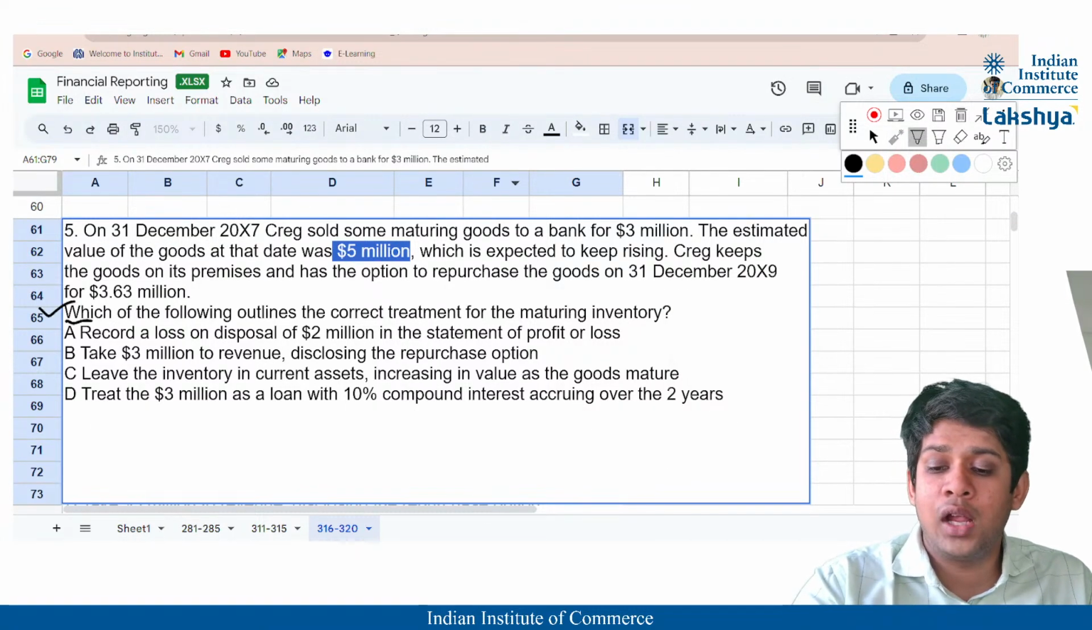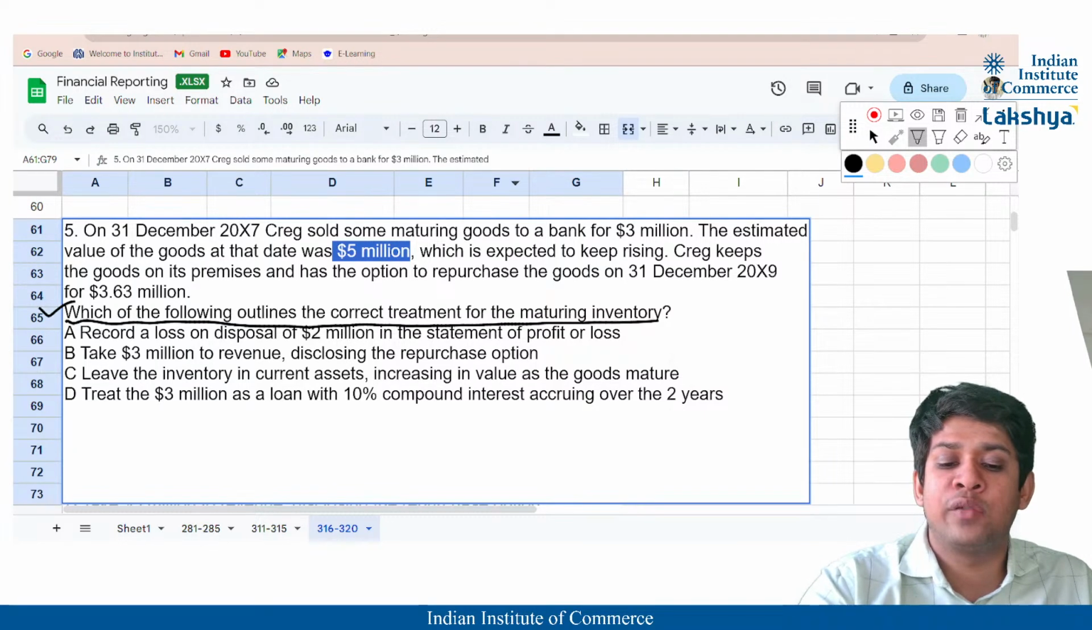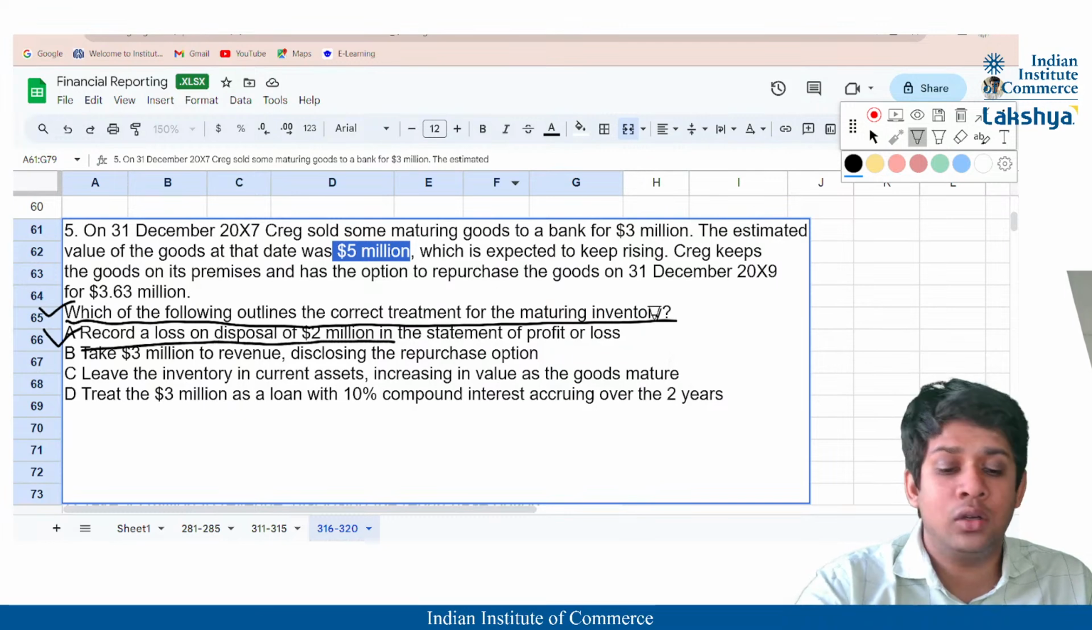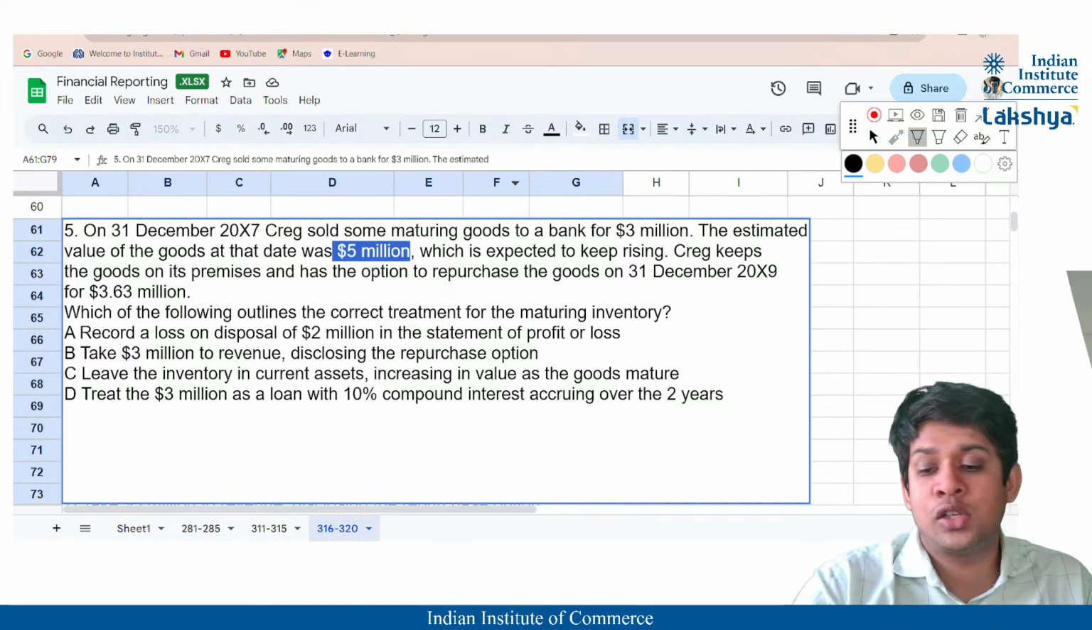So which of the following outlines the correct treatment of a maturing inventory? You have to record a loss on disposal of 2 million. No, it is not to be recorded. If you are recording a loss, that means you are showing that you technically sold the asset, but you have just sold it and not transferred the risks and rewards.